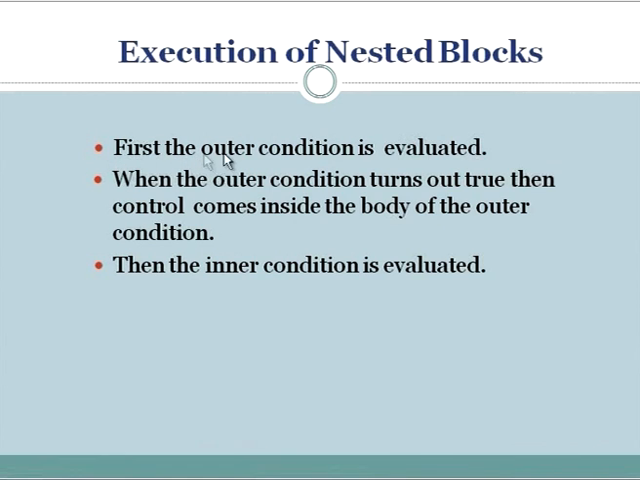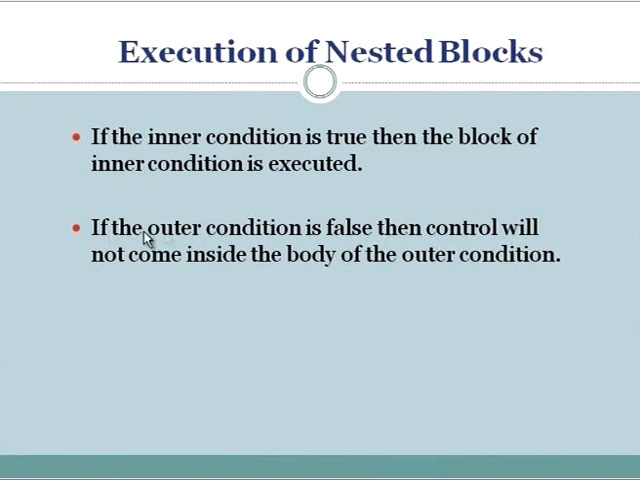How are nested blocks executed? First, the outer condition is evaluated. When the outer condition turns out true, then control comes inside the body of the outer condition. Then the inner condition is evaluated. If the inner condition is true, then the block of the inner condition is executed. So you should remember that the statements inside the inner if block are executed on the basis of the inner if condition, and the statements in the outer if block are executed on the basis of the outer if condition.